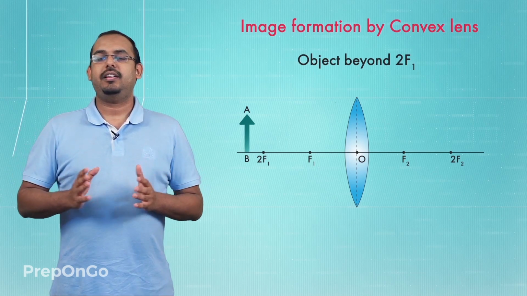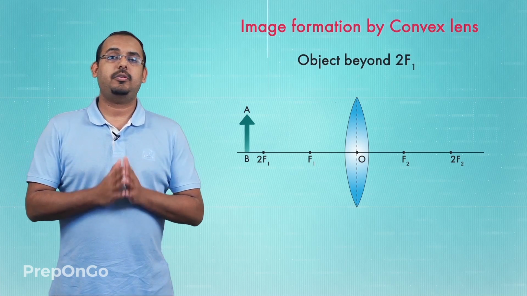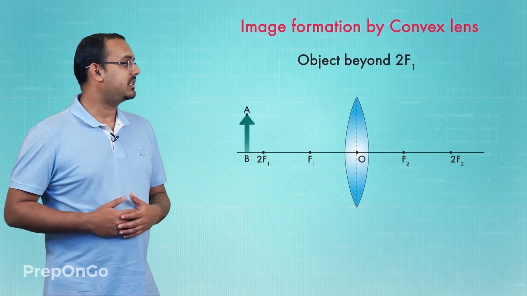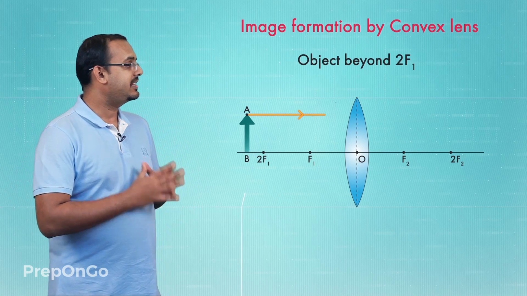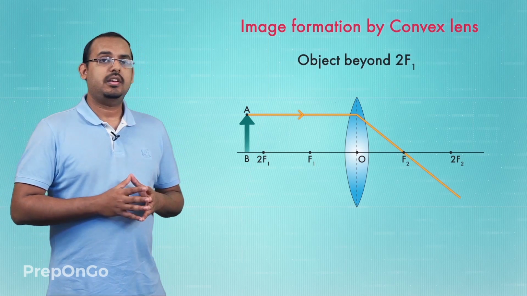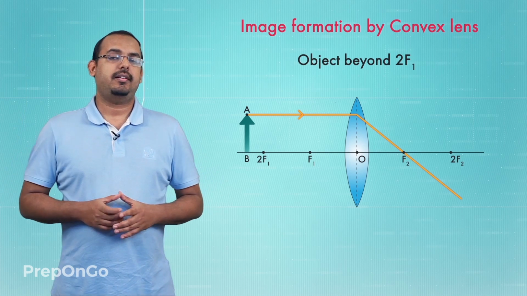Now we are all aware that such a ray, after refraction from the convex lens, moves in such a way that it passes through the focus of the convex lens. So here we have taken the first light ray and we see that this light ray, after refraction from the convex lens, passes through the focus of the convex lens. Now we'll take the second special light ray.